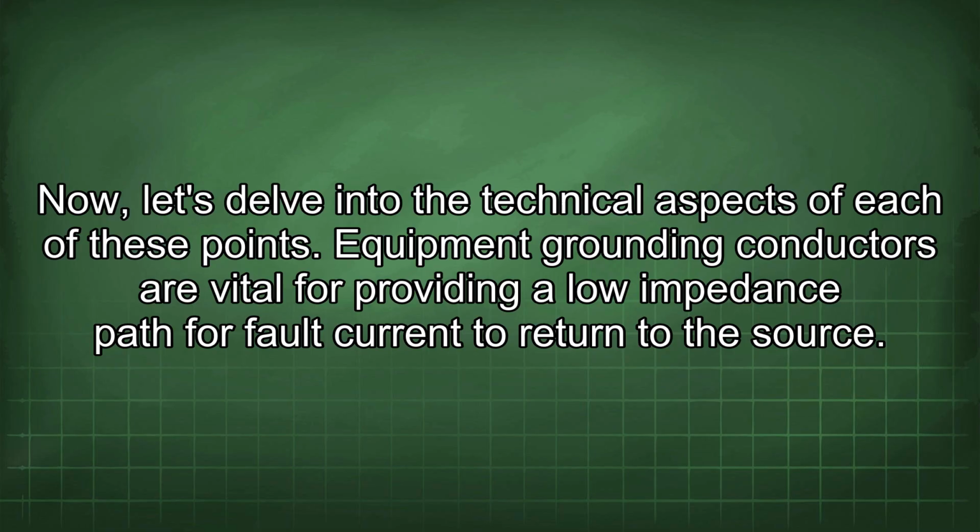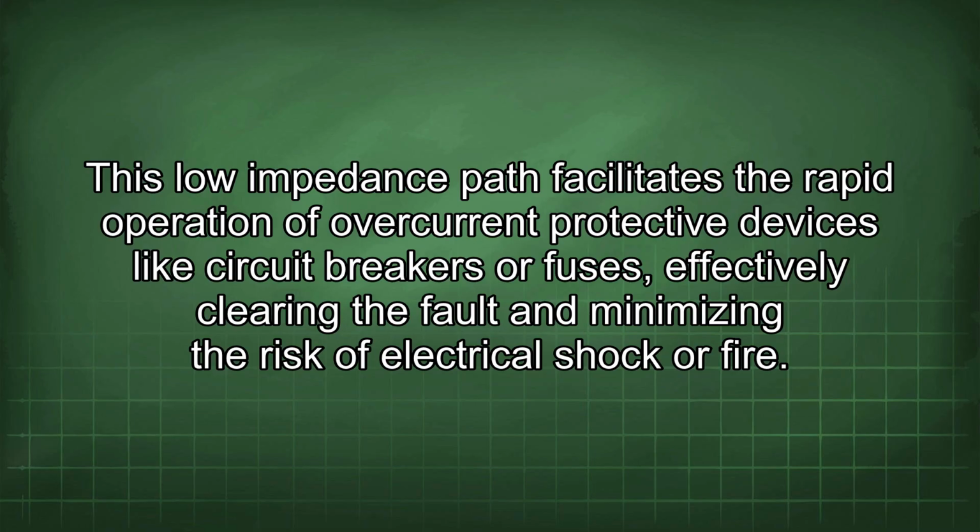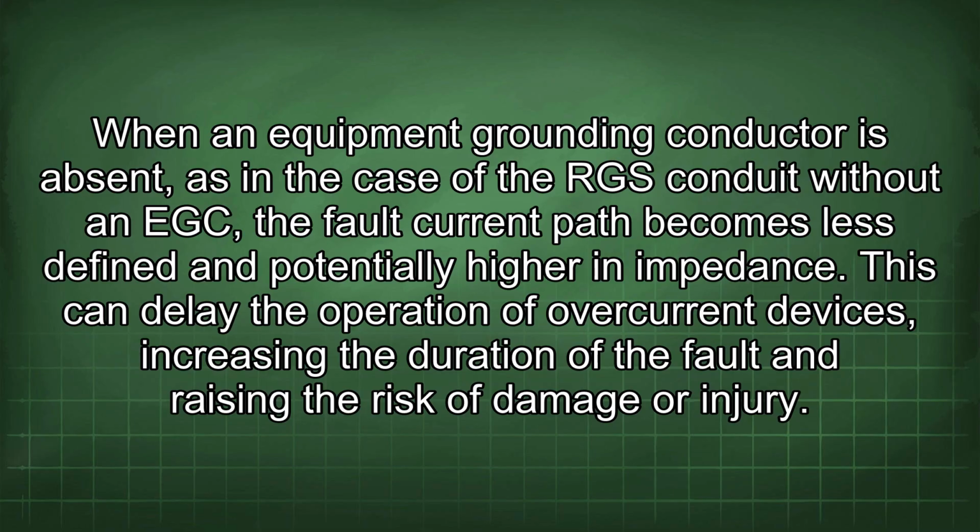Equipment grounding conductors are vital for providing a low impedance path for fault current to return to the source. This low impedance path facilitates the rapid operation of overcurrent protective devices like circuit breakers or fuses, effectively clearing the fault and minimizing the risk of electrical shock or fire. When an equipment grounding conductor is absent, as in the case of the RGS conduit without an EGC, the fault current path becomes less defined and potentially higher in impedance.